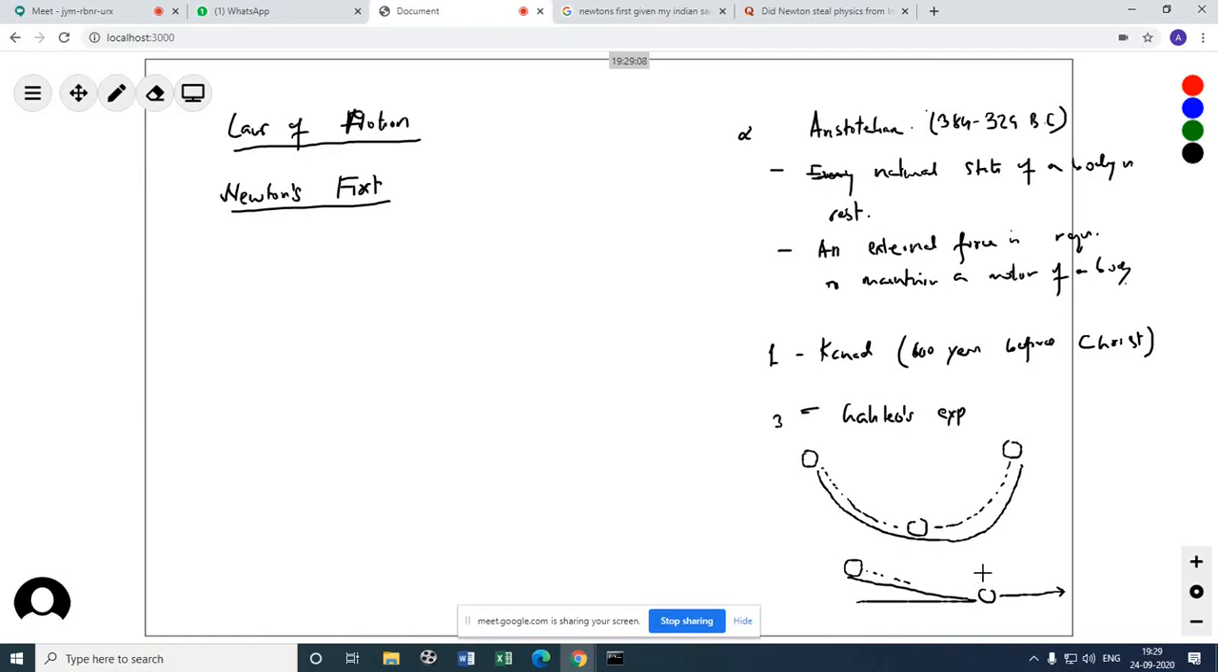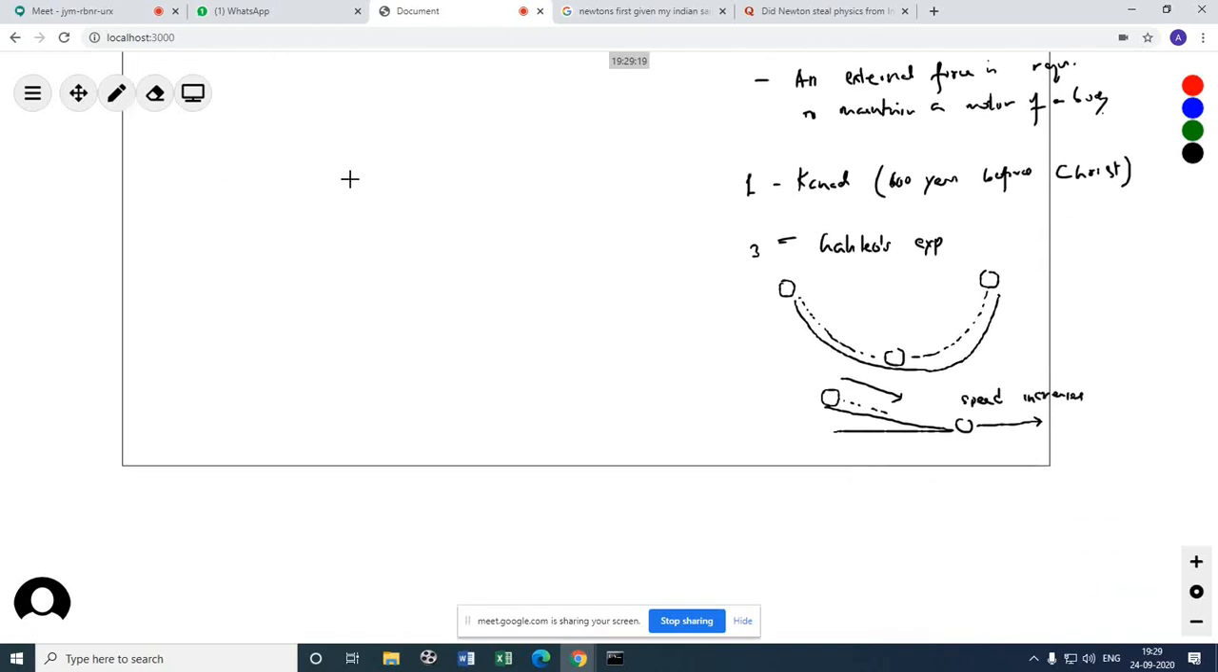So he said speed increases. He also said that speed increases as the ball comes down. Now if you take a ball and put it going up an inclined plane, speed decreases. Okay, this was what Galileo's observations were, and this was his experiment with two inclined planes. After that comes Newton.